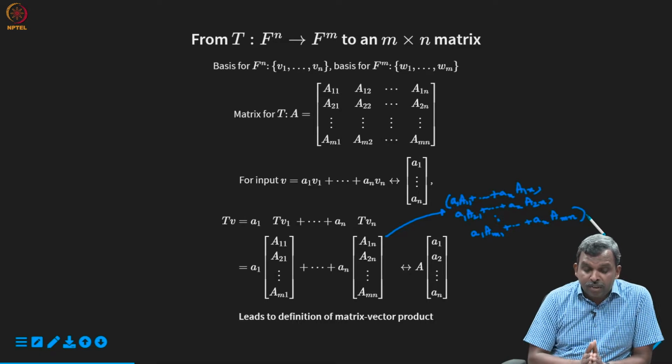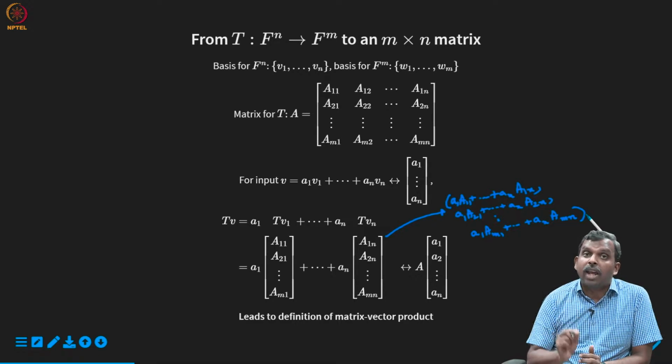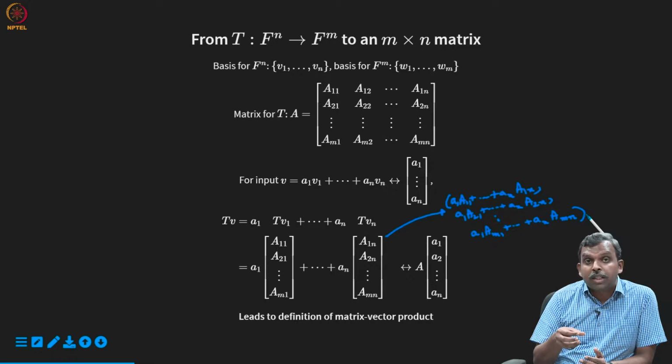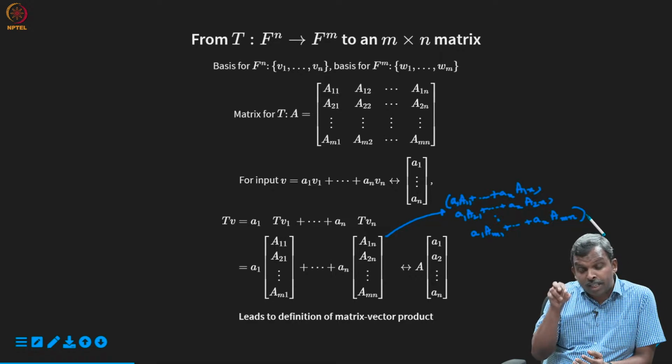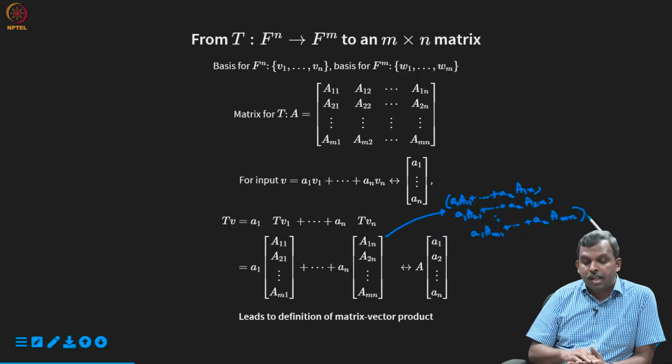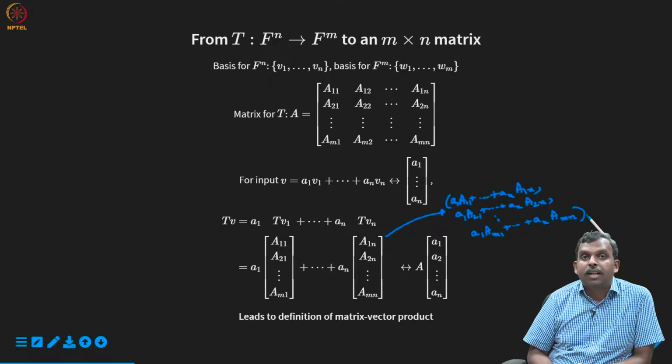So when you do TV, you're actually doing a linear combination of the columns of A. Okay, so A is given to you, that's the matrix of the transform T. When you want to find the output corresponding to an input V, you first find the coefficients of V, the coordinates of V in the basis, and then simply use the same coordinates and do a linear combination of the columns of A, and then you get the vector corresponding to T times V.